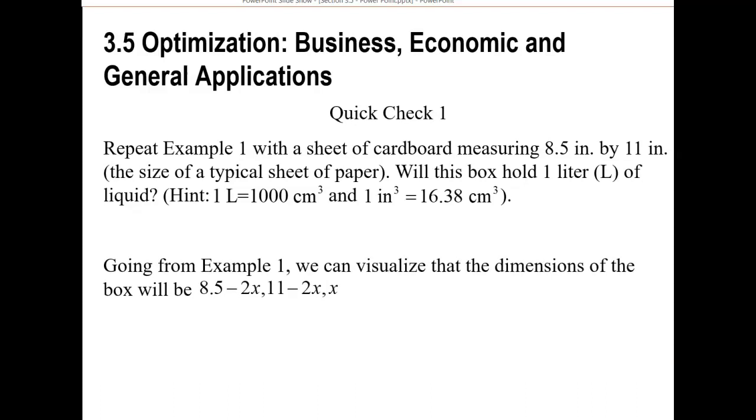All right, so going off of example 1, if you visualize your rectangle that's 8.5 by 11, and you're cutting off the x on each end, so you'll have 8.5 minus 2x as one dimension, then the 11 minus 2x as the other, and then x as your height. So it's just the same as we did before, only before they were both 8 by 8. So it's just taking the entire length of each of those and subtracting off 2x altogether, meaning x in both directions.